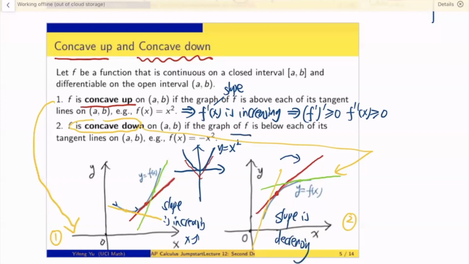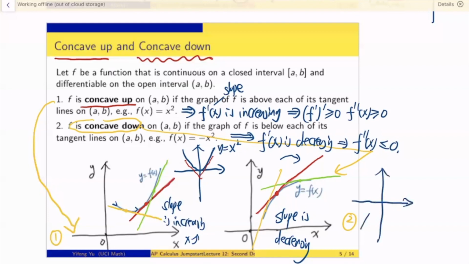So you get the slope is decreasing, and that means the derivative is decreasing, right? Okay, so then analytically for the concave down case, this derivative is decreasing, and that means the derivative of this one, which is the second derivative, is non-positive. All right. Well, a typical function is you just look at negative x squared, right? So this one is a simple example of concave down. All right.